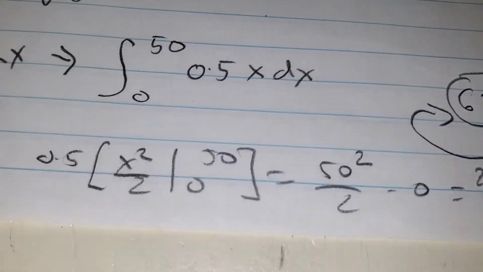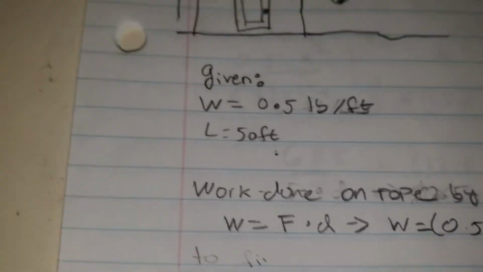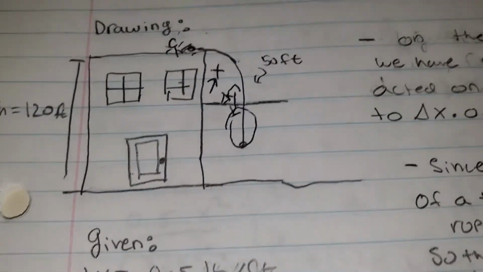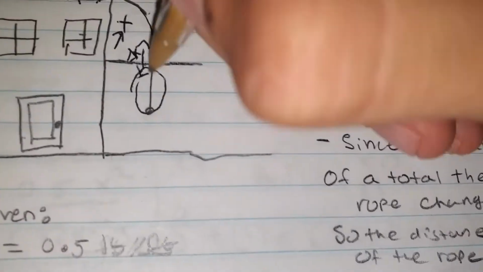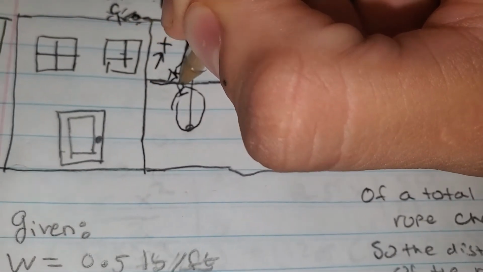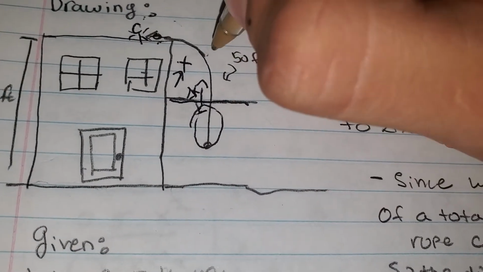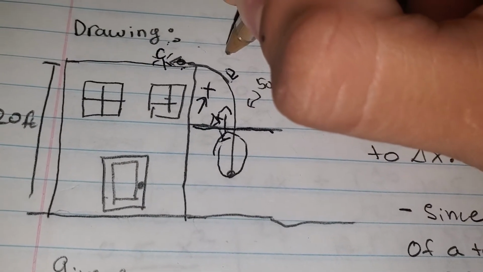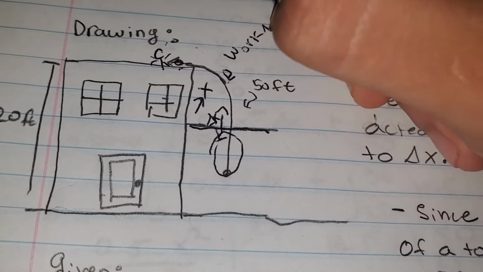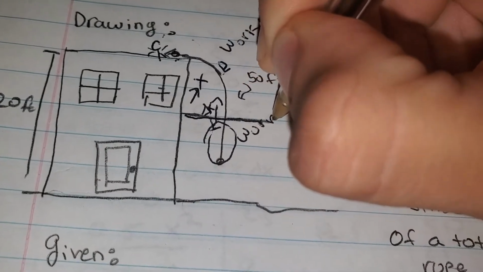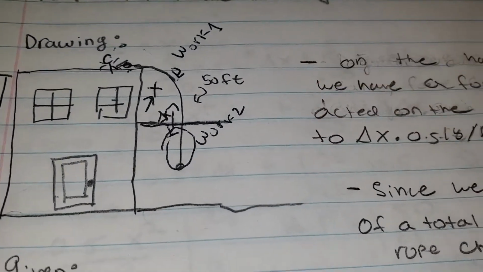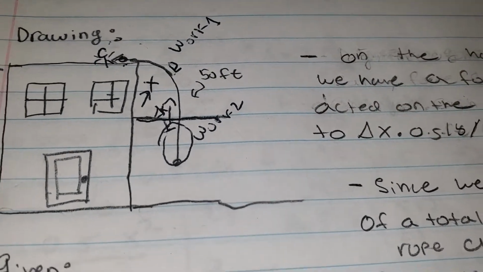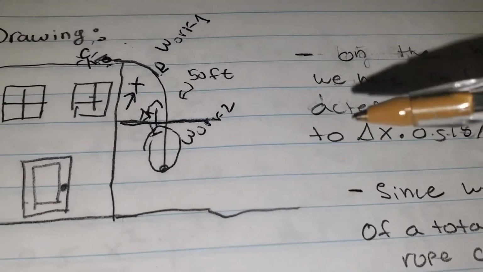All right, the second part is a bit more involved. We want to cut the rope in half. So there are two forces, and we have to count the work done by work 1 and work 2. Because in the first half we have tension and gravity, whereas if we only consider the second half, we only have gravity.